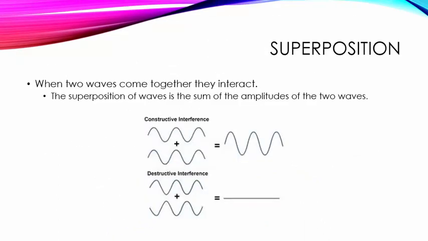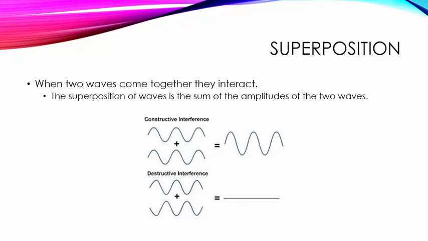So waves interact, and they interact with surfaces, and they also interact with each other, and we're going to talk a little bit about what happens when waves interact with each other. When they come together, it's called superposition, and all it really is you're summing the amplitudes of those two waves when they come together. The amplitude is related to how much energy is in the wave, so when it comes together, the energy either increases or decreases.